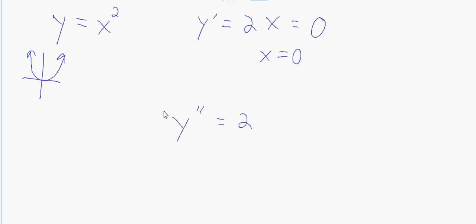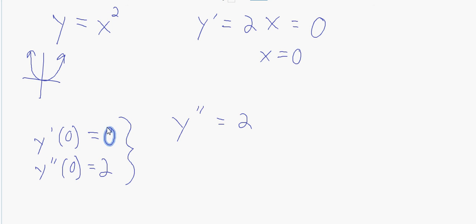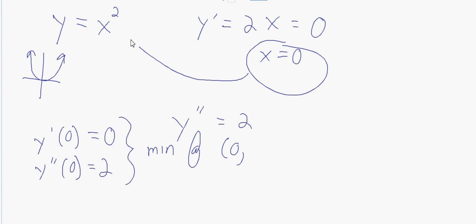Well, the second derivative is always positive. So here's what we know. y prime at 0 is 0. And y double prime at 0 is 2, because it's always 2. And by these two facts combined, first derivative 0, second derivative positive, there's a max, oh man, a min at x equals 0. When x is 0, we need the y value for this point. Well, anytime you need the y value, you plug the x value back into the function. 0, 0. Simple enough.